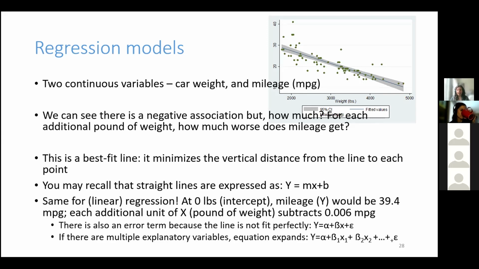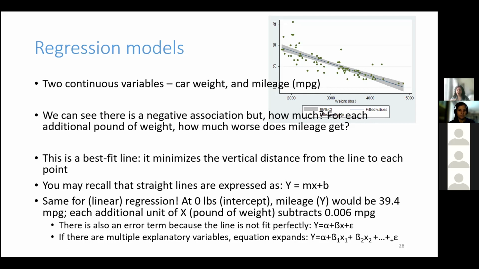So what they're saying is they give you an intercept. So at 0 pounds, what would the mileage be? In this case, it would be 39.4. So that's your b in the y equals mx plus b world. And then it says for each additional unit of x, for each additional pound of weight, how much does that slope change? In this case, it goes down 0.006 miles per gallon.